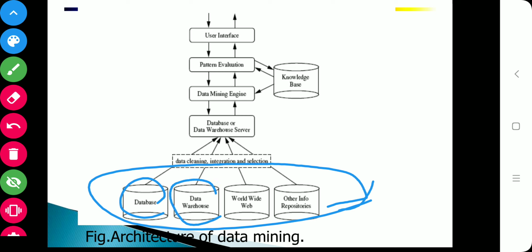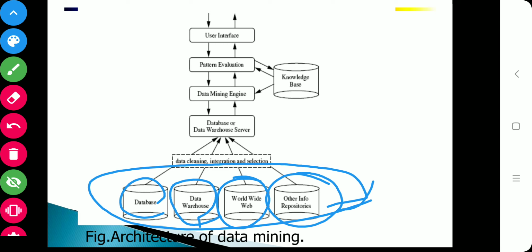It may be a data warehouse. As we know, a data warehouse is the collection of historical data. We are integrating various heterogeneous sources of data into the data warehouse. Then it may be the World Wide Web, meaning all the data on the web and other information repositories. So this is a huge amount of data, and we have to mine the knowledge from this data.